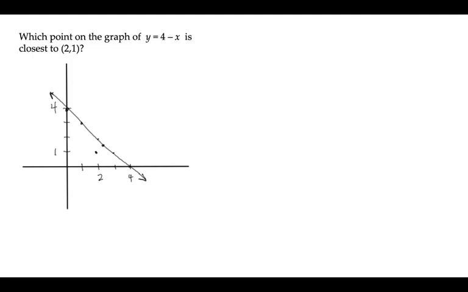Okay, the point on the graph of y equals 4 minus x, I'll call that (x, y), that is closest to this point (2, 1). So we are basically trying to minimize the distance between (2, 1) and (x, y) on my line. Okay, so I want to minimize distance.